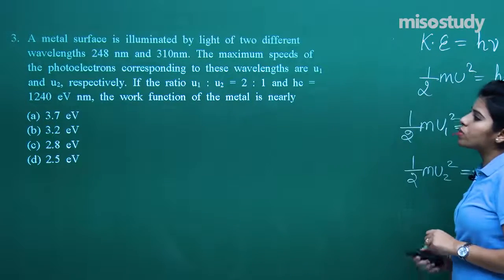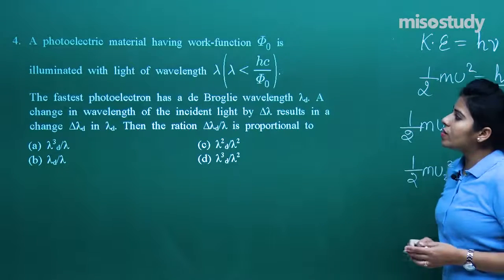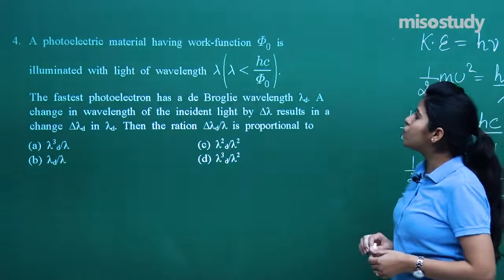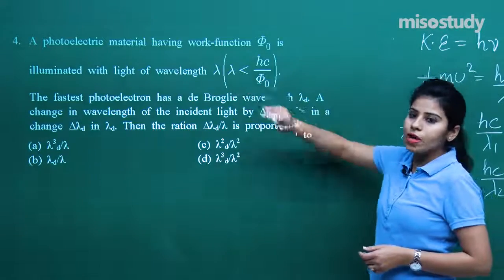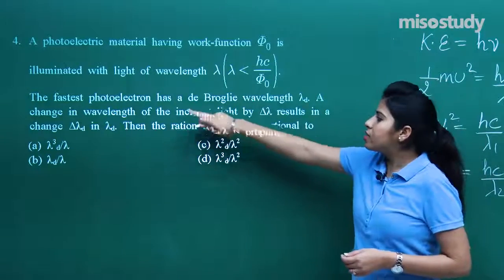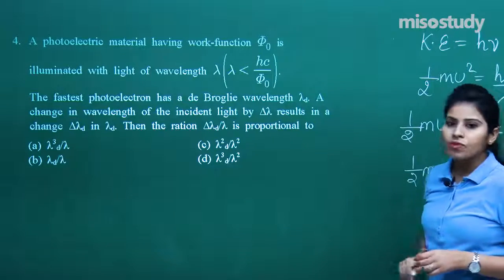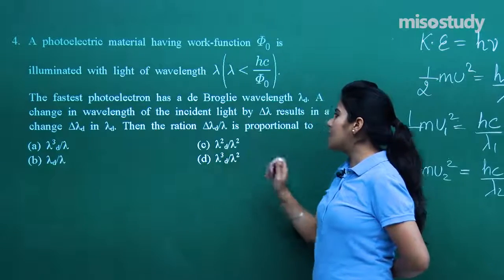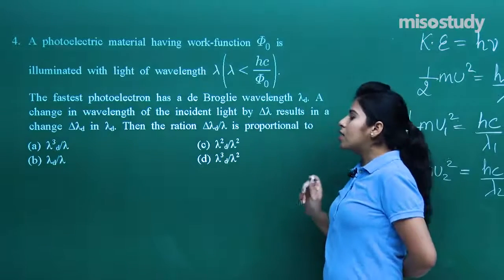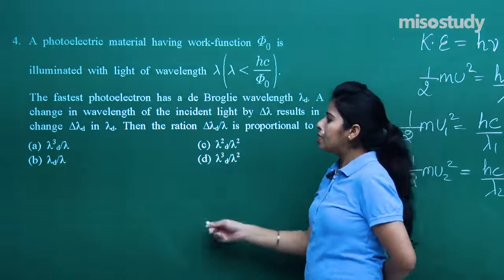Let us see question number 4. A photoelectric material having work function phi naught is illuminated with light of wavelength lambda. The fastest photoelectron has a de Broglie wavelength lambda d. A change in wavelength of the incident light by delta lambda results in a change delta lambda d in lambda d.